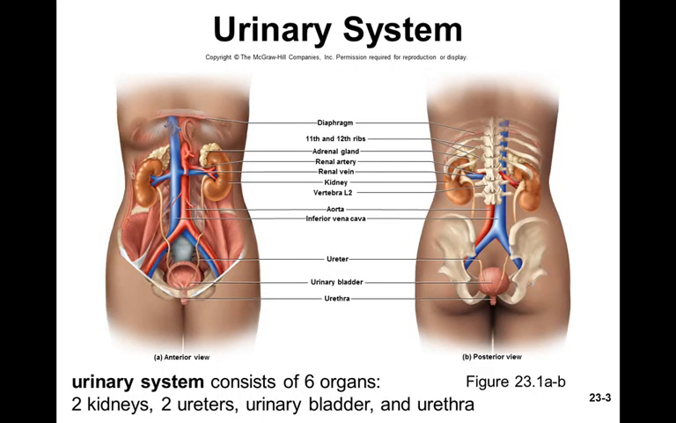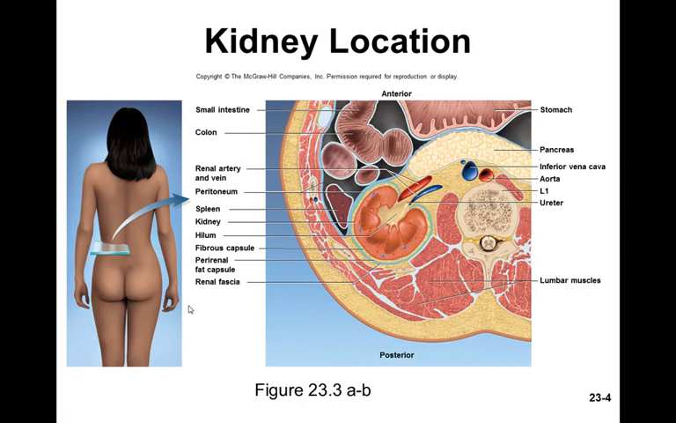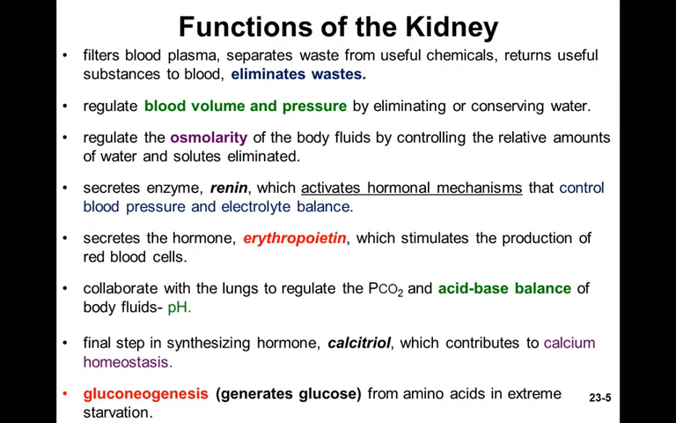And here's a great image of the urinary system. It shows you an anterior and a posterior view. It shows you the 6 organs. Of course, you have your 2 kidneys here. You have your ureters, 2 of those from each kidney leading down to the bladder. And then finally, you have the urethra. Here's the kidney location. The kidney is actually against the posterior wall. It's actually toward your back. And those of you that have ever had a kidney infection, you know that's where you feel that pain, in your lower back.